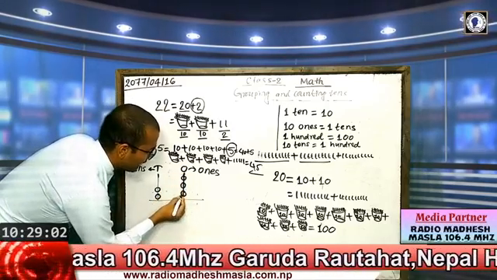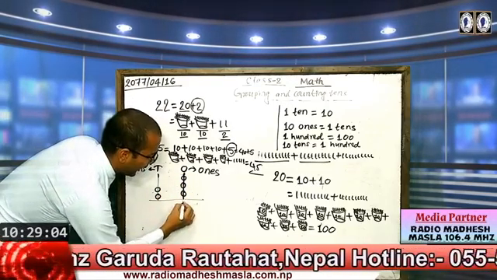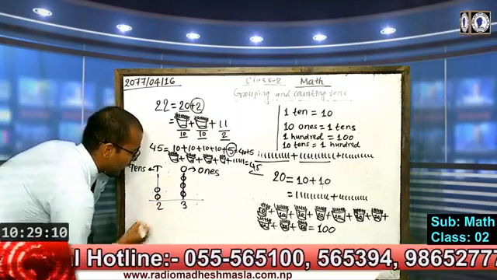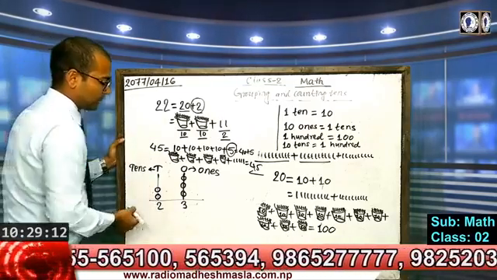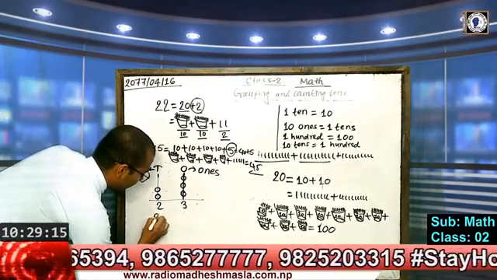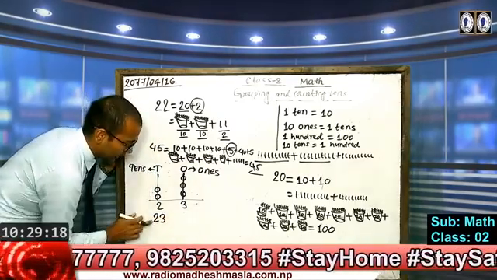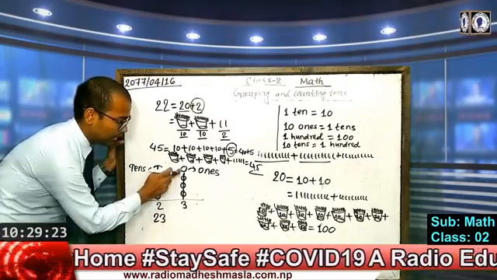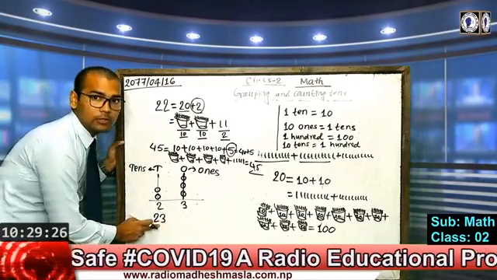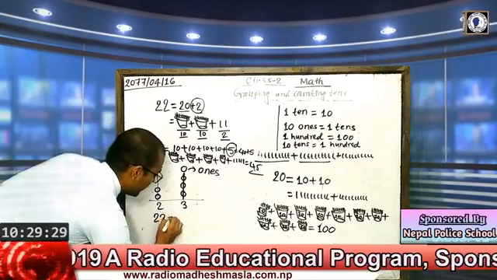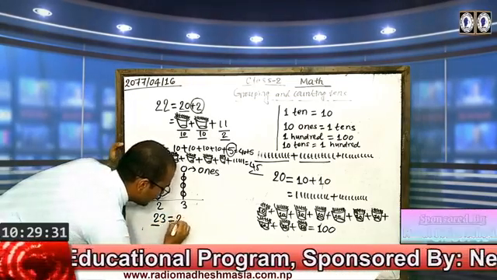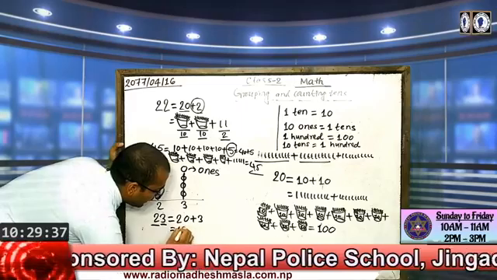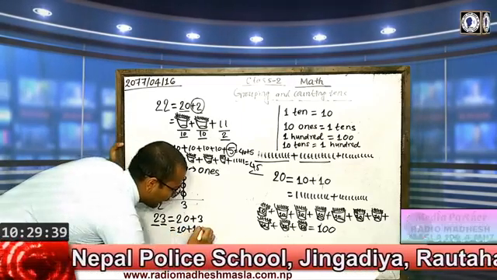Here we have 1 2 3 rings, so 3. In the same way here in the second we have 1 2, so 2. When we write it together, we have 23. It means 2 tens, 3 ones. In this way we can find this. In the same way we can write 20 plus 3, that is 2 tens plus 3.